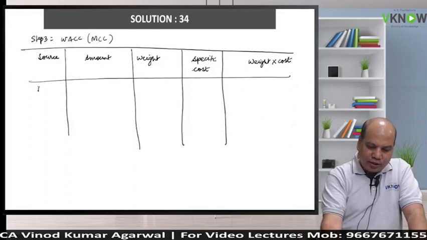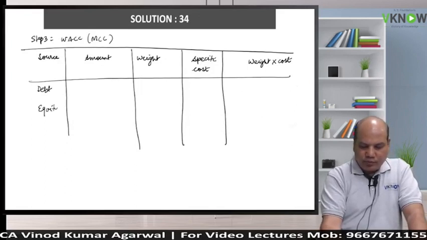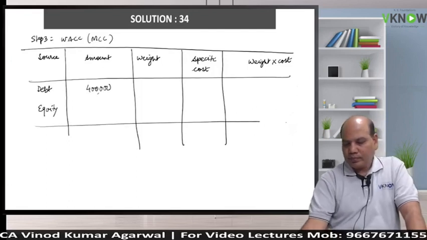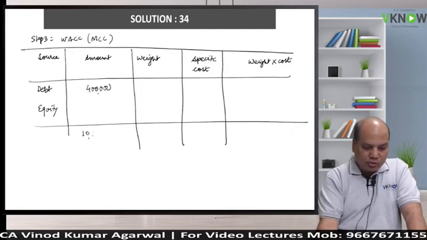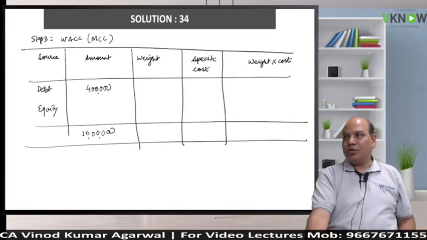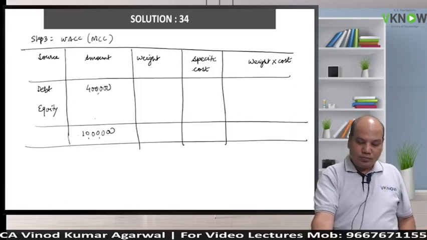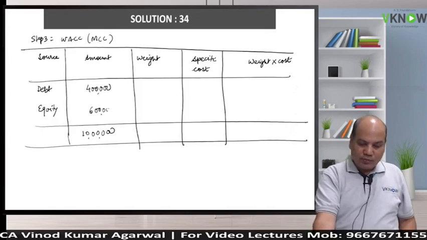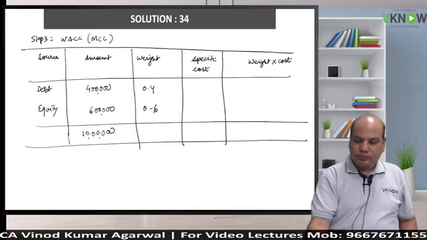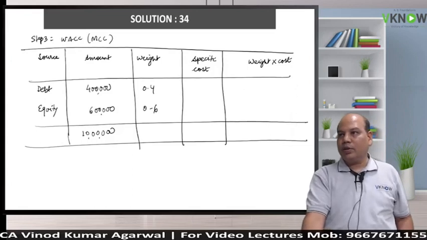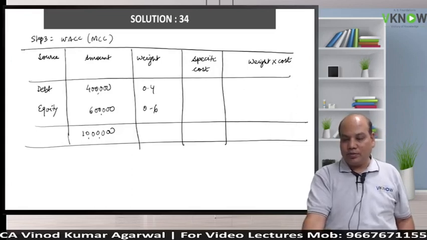Source, write down debt, equity. Debt is 4 lakh. Total amount they want to raise is 10 lakh. So what is equity? 6 lakh. Understandable. Weight will be 0.4 and 0.6. 4 lakh by 10 lakh, 6 lakh by 10 lakh.